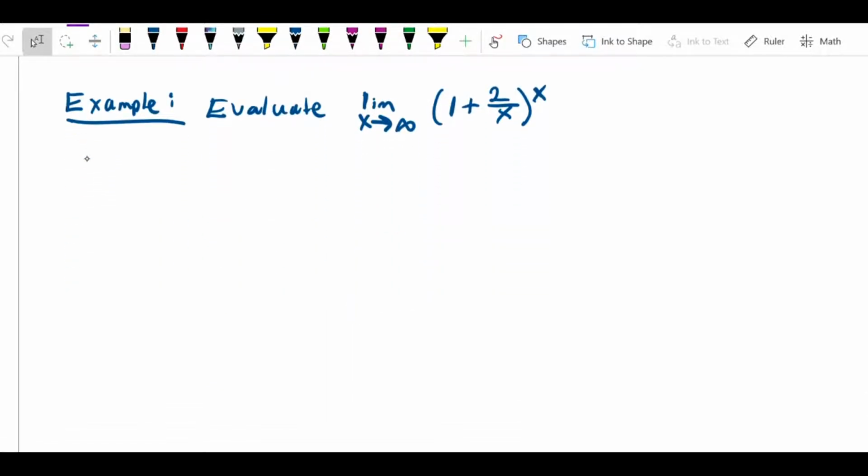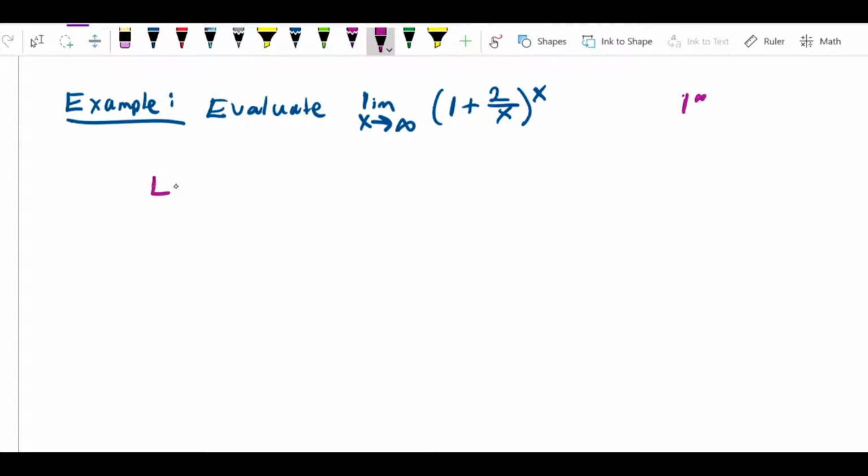So here, let's evaluate the limit as x approaches infinity of (1 + 2/x)^x. And what we can see is that as we let x approach infinity, this 2 over x is just going to be 0. So we have (1 + 0) to the infinity, and this is in fact a 1 to the infinity form. So here's how we do this. It's going to be a fairly similar technique to what we did last time.